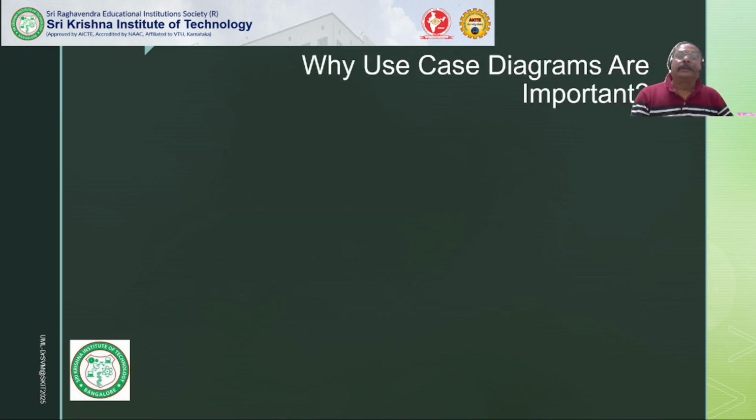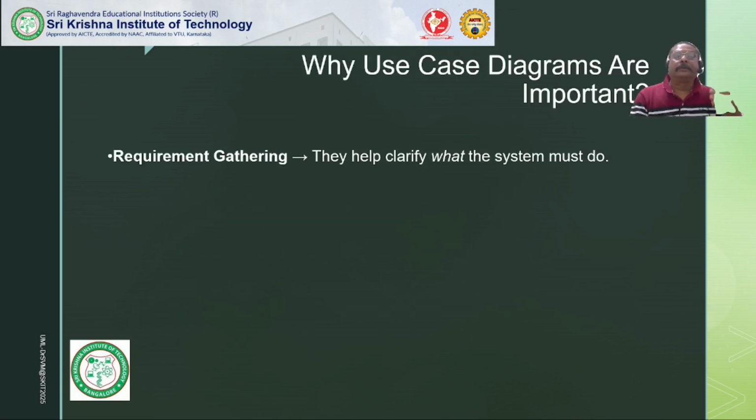Why are use case diagrams important? So it's useful in requirement gathering, so they help to clarify what the system must do. When we are writing the use case diagram, it gives a very clear picture of what our system must do. So from the requirement gathering, we convert it to a use case diagram. There we understand each use case related with some requirement.